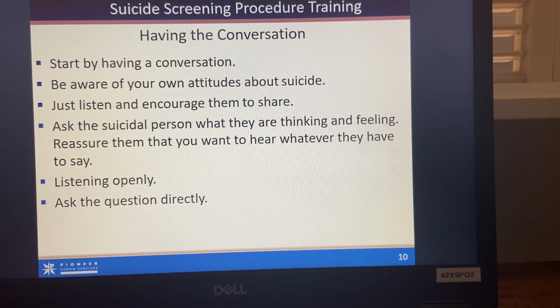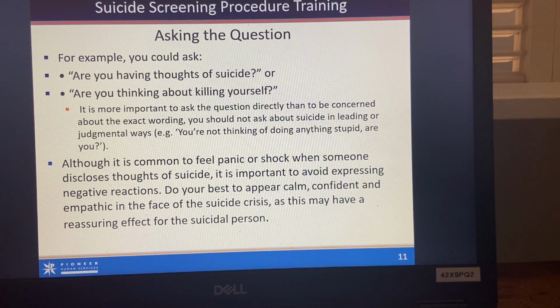It is very true that when we ask the question about suicide, we may feel panic and shock because this individual has just disclosed something very important to us. And it's really important for all of us, when hearing the answer of a potential "yes, I am thinking about killing myself," that we do so in such a way as to appear calm, confident, and empathetic.